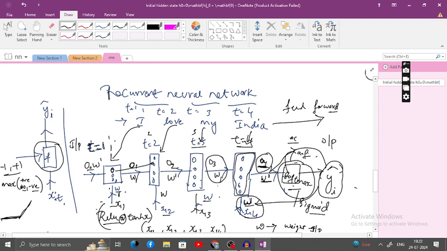Observe carefully: I am moving from here to here, and I am not updating anything. I will initialize the network. How are we going to initialize it? You have W, W1 and W dash. What is W? The weight of the input network. What are W dash and W1? The weights of the hidden state. So I will consider W equal to 0.5, and W1 and W dash equal to 1.